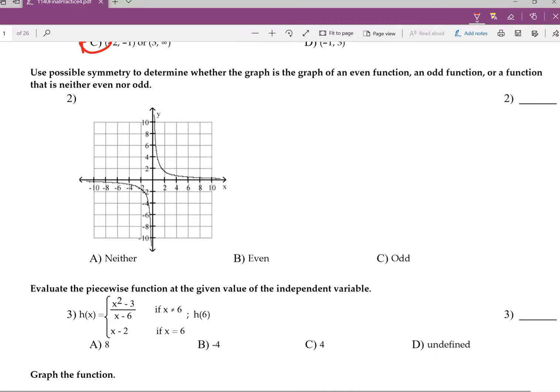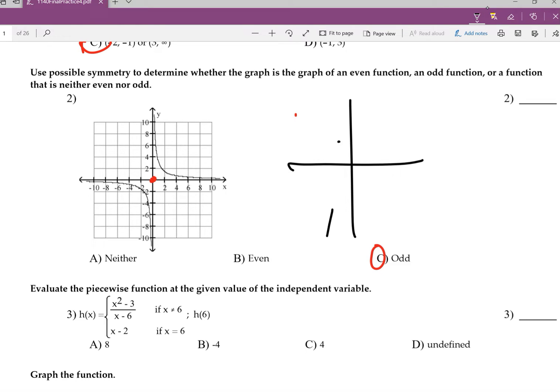For question number 2, it says use possible symmetry to determine whether the graph is the graph of an even function, an odd function, or a function that is neither even nor odd. I remember telling you that functions that are symmetric about the origin, as in this case, are odd functions. These include, if we go back to the basic y equals x cubed, we know that the general format of this comes from negative infinity and rises to positive infinity, and it's an odd function. It's symmetric about the origin itself. So anyway, this would be C, odd.